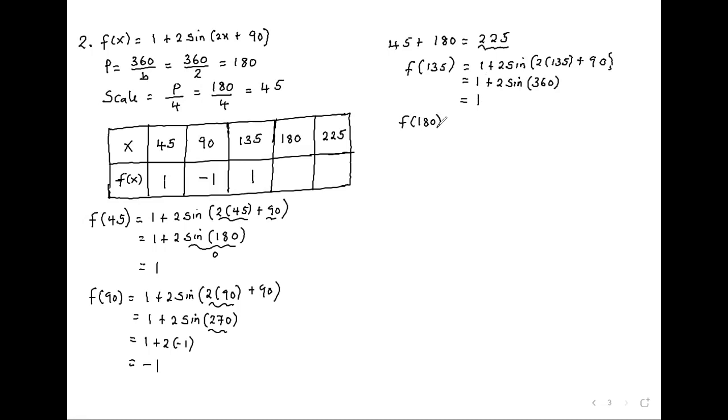And then f of 180. So we have 1 plus 2 sine of 2 by 180 plus 90. That is 1 plus 2 sine of 360 plus 90.